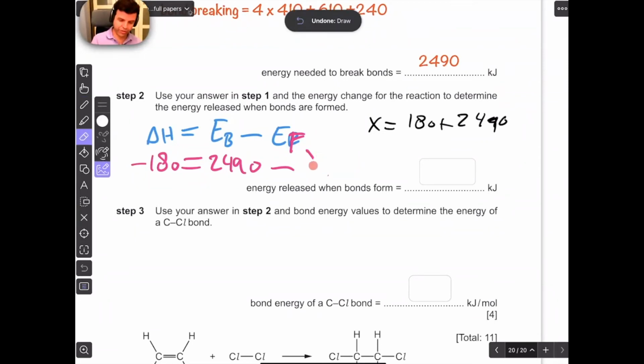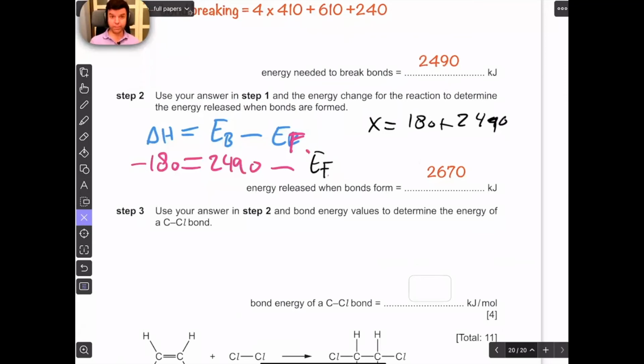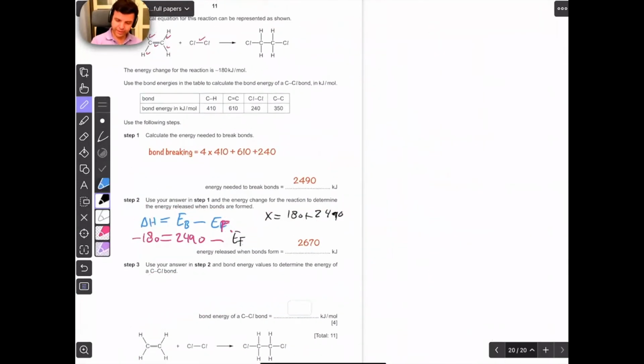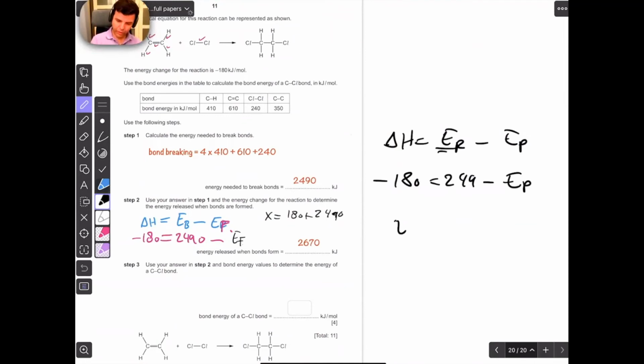How much is the energy that's been formed? Okay, let me just change it. That energy formed from the products, altogether, you add them up, it's going to be 2,670 kilojoules. Are you following? Do you understand that second step we've done? We just wrote the relationship. Delta H is the energy that you have in the reactants minus the energy you have in the product. And we arranged that equation, okay?